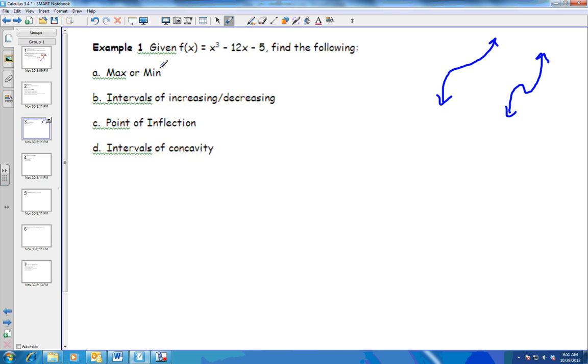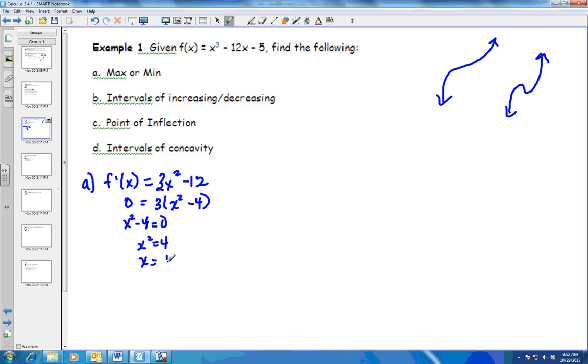First thing we're going to do is find max or min. So part A, I know I find maxes and mins by finding the first derivative and setting it equal to 0 and solving. So my first derivative would be 3x squared minus 12. When I set that equal to 0, I can factor out a 3. And then when I set each factor equal to 0, I'm not going to do anything with that 3 because 3 can't equal 0. So I know that x squared is 4, which means x is going to be plus and minus 2. So you need to make sure you include that plus and minus in front.